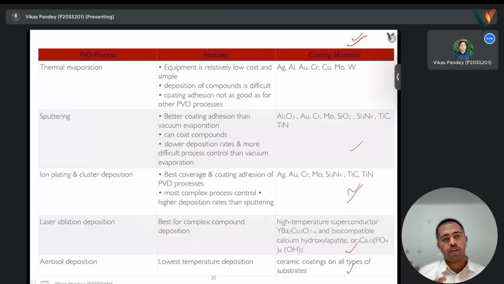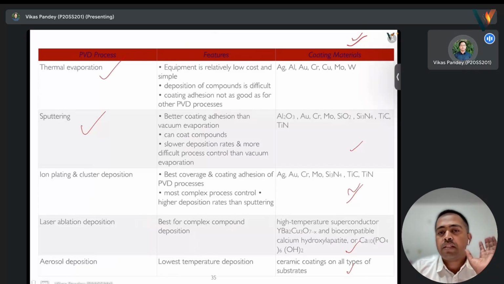Like what are the advantages and disadvantages. In fact, two very common ones are thermal evaporation and sputtering. Thermal evaporation is a relatively low cost and the simplest method, mostly used for metals. Okay, aluminum, chromium, gold, silver, molybdenum, tungsten, these things. But coating adhesion is not as good as compared to other PVD processes.